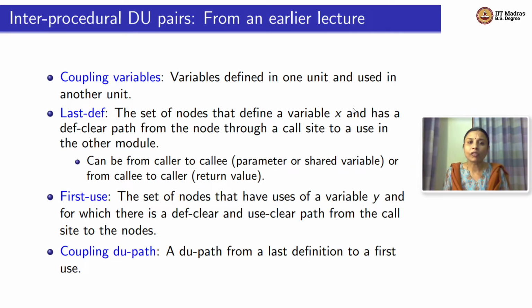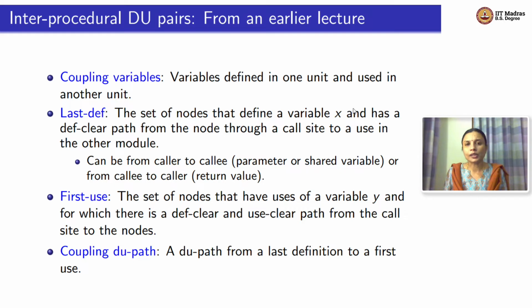And at that time, we had defined all these notions that you see here in this slide. A coupling variable is a variable that is defined in one unit, used in the other. Then we couple, instead of coupling definitions with uses, we couple the last definitions with the first of the uses.